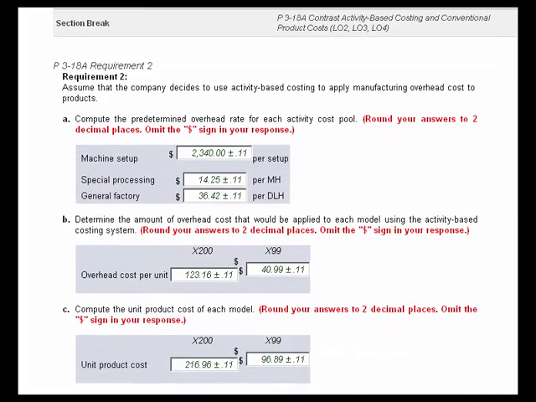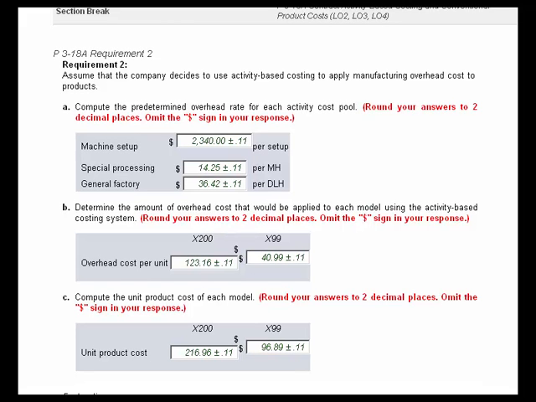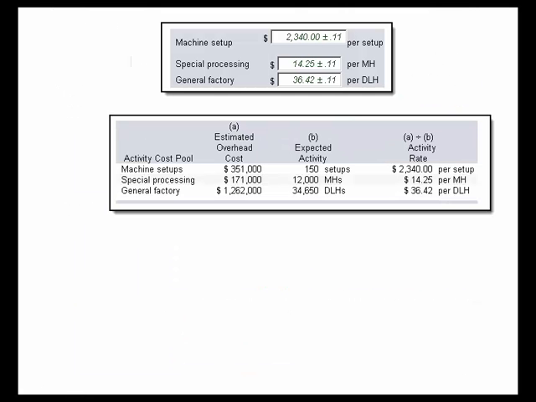Now, requirement 2 says, assume the company decides to use activity-based cost to apply manufacturing overhead to the cost of products. Compute the predetermined overhead rate for each activity cost pool. All right, let me show you how we come up with that answer. Okay, here we see the $1,425 and the $36, as well as the $2,340 per setup. And so how do we come up with this? We take the estimated overhead cost and divide it by the expected activity. So that's pretty straightforward.